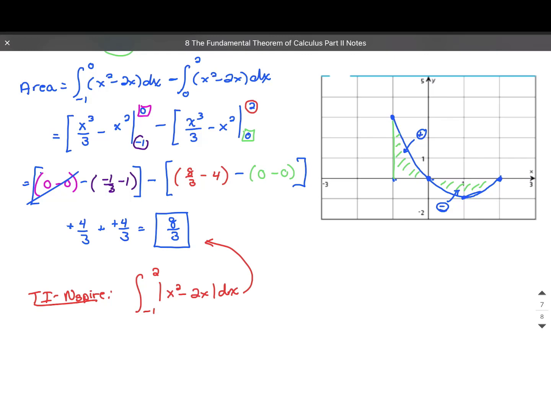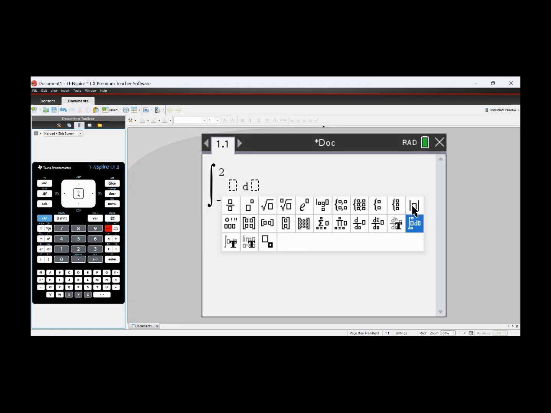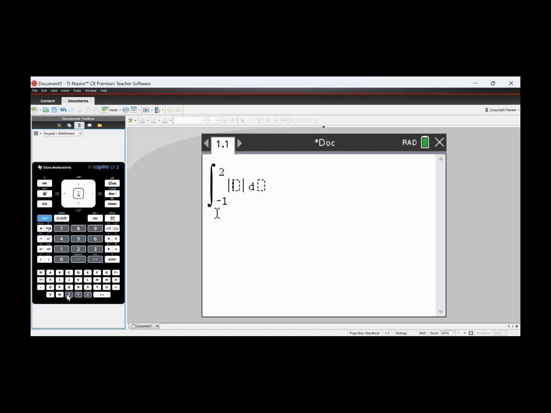Let's go take a quick check on our calculator. Okay, so we're on our calculator page. We're going to use our template key, and we have the integral. We're going from negative 1, tab up, to 2, tab over. We're going to go back to our template key. This time we want the absolute value, which is right above it. Click enter. Our function was x squared minus 2x. Tab out of the absolute value, tab over. So we can say dx, press enter. There we go. We have 2.6666667.